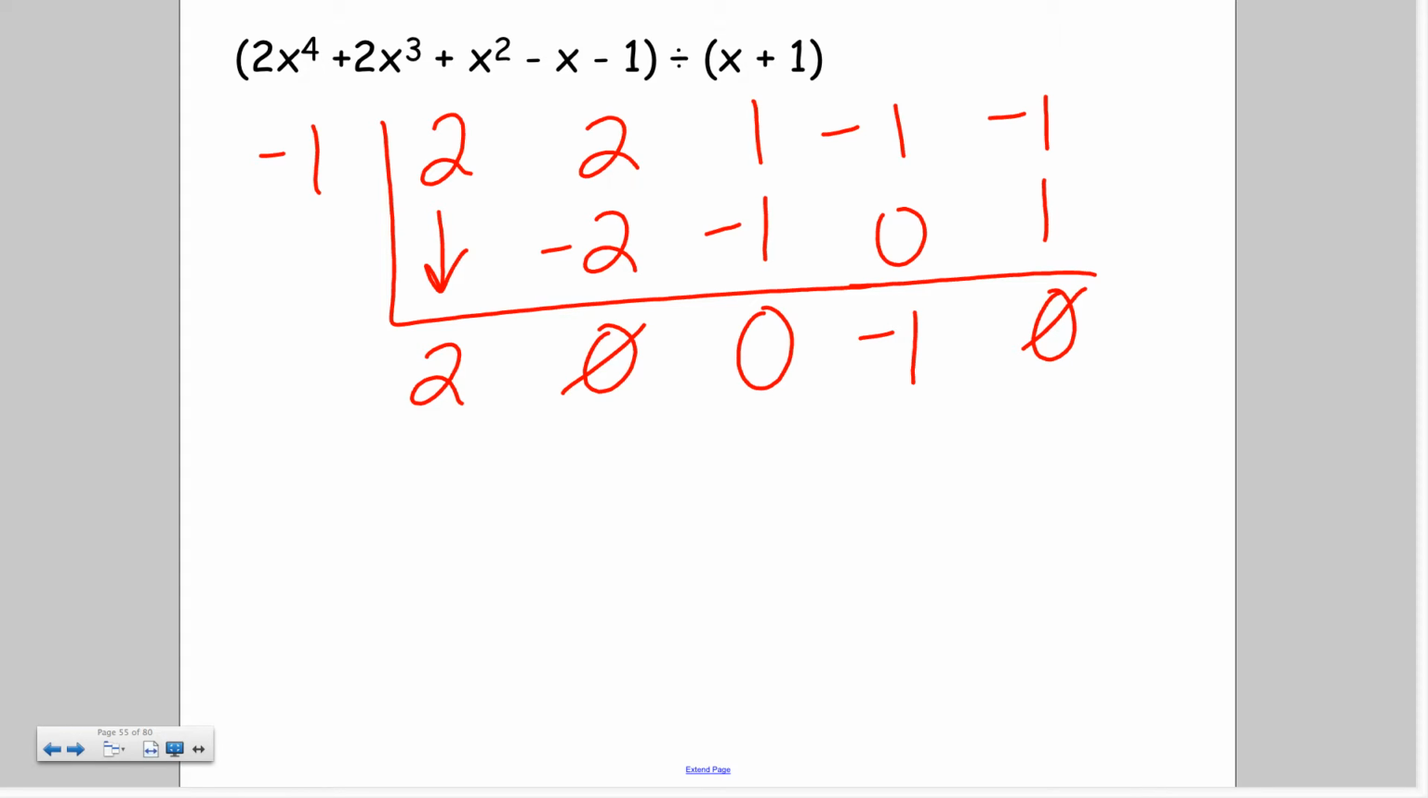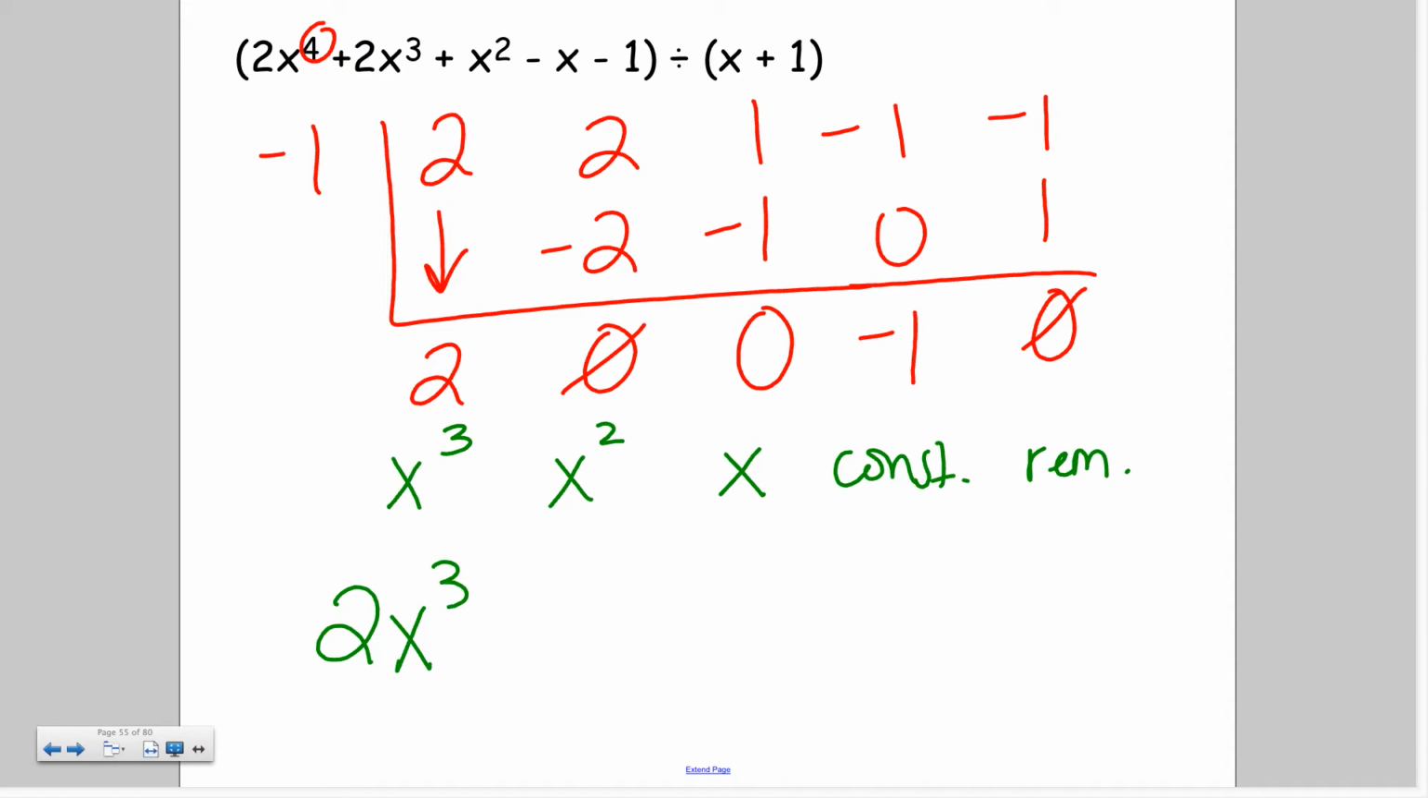Alright, so now I'm going to drop 1 below and write my answer. So 1 below that is going to be x cubed, x squared, x, constant, and remainder. Alright, I'm missing a lot of terms in there. I don't have an x squared or an x term. So I'm just going to write what I've got. 2x cubed minus 1. Alright. Next one.